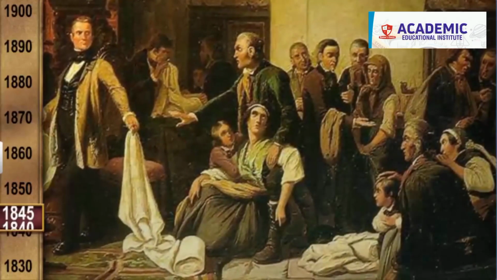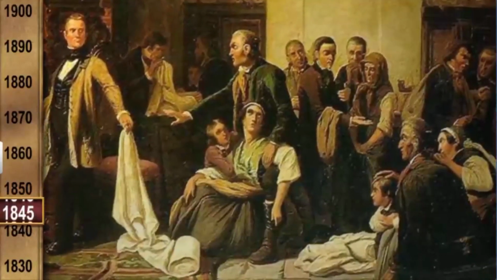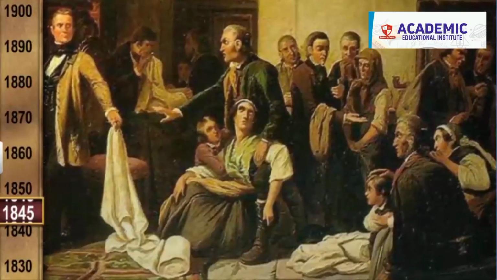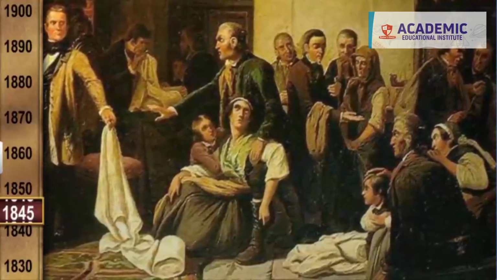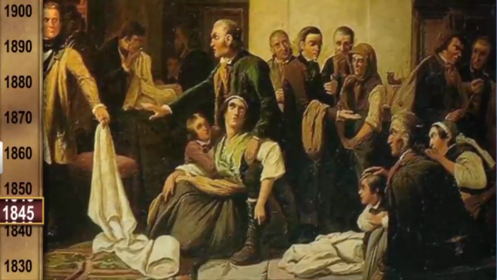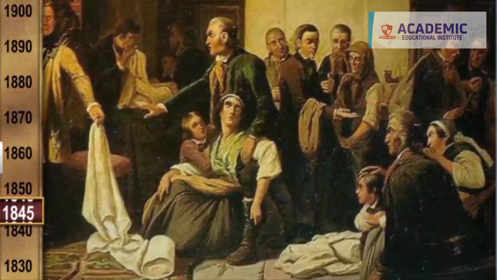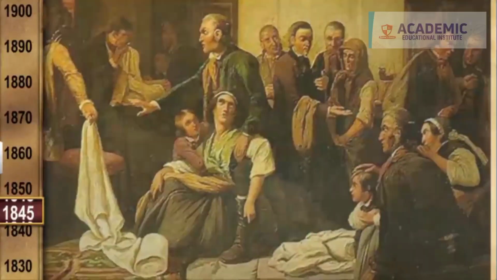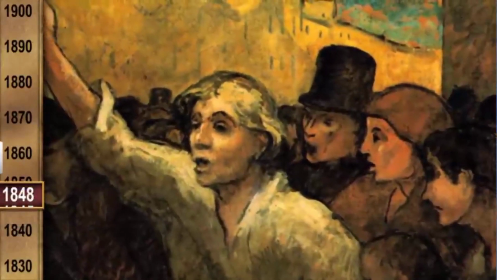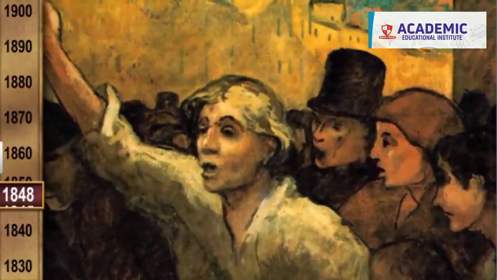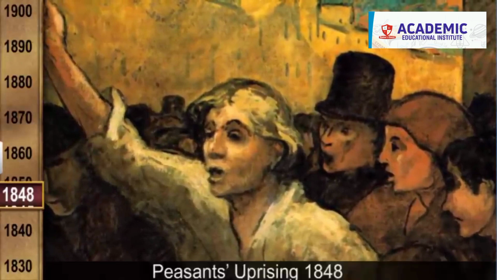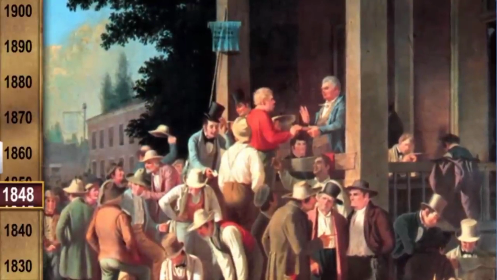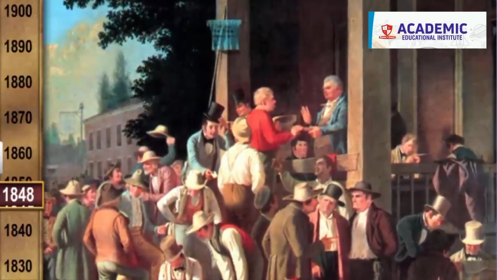An important event of this time was the revolt of the Silesian weavers against their contractors in 1845. The peasants stormed into the contractor's mansion, demanding their rights. In France, food shortage led to the peasants' uprising in 1848. To pacify the people, the National Assembly granted suffrage to males about 20 years of age, and national workshops were set up to provide employment.